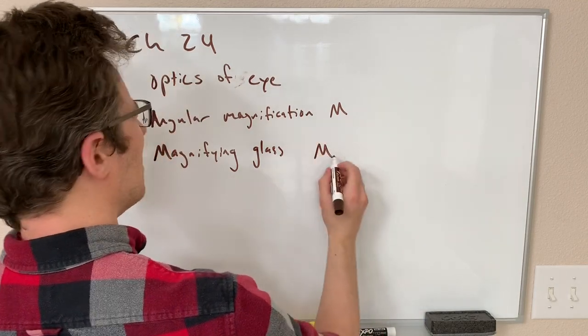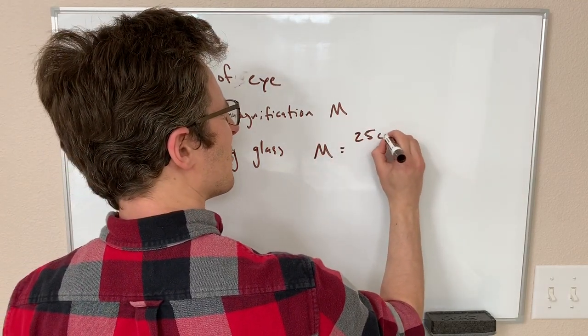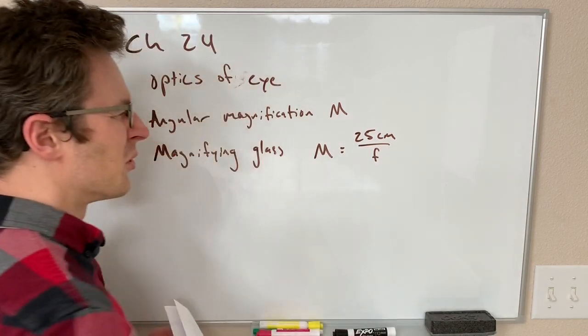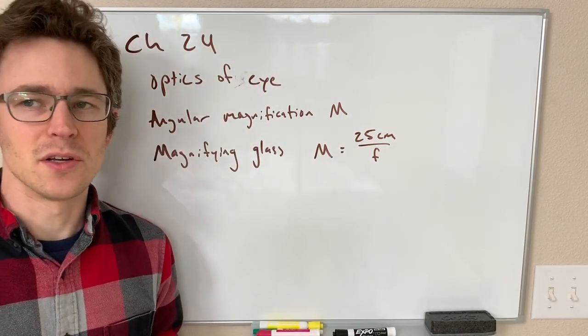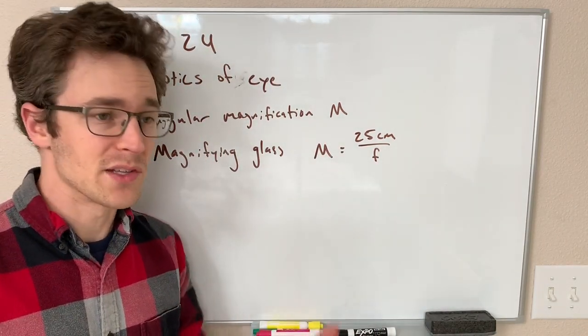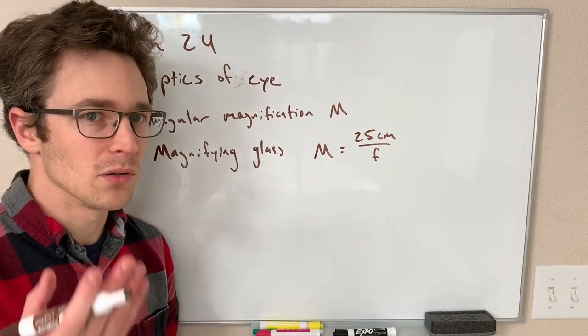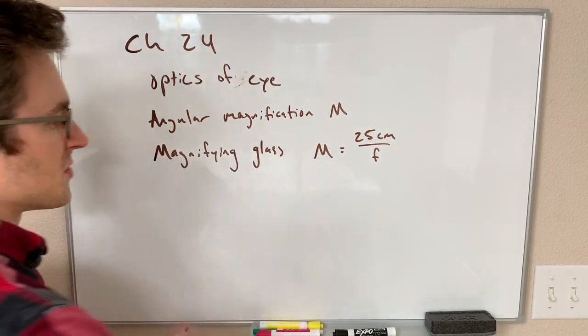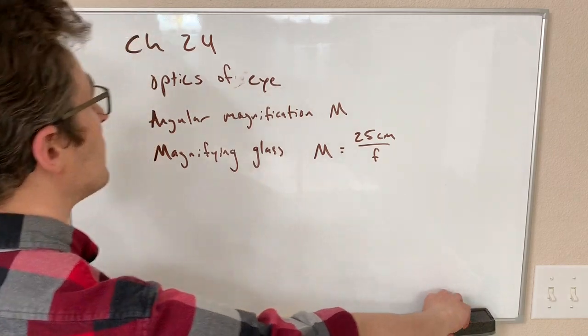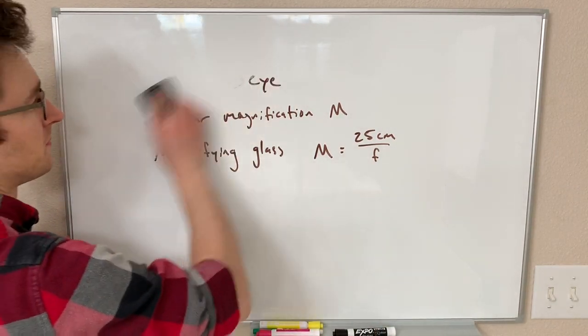That is, the angular magnification is equal to 25 centimeters over the focal length of the lens. 25 centimeters here is the near point of the eye, so that's the closest we can hold something and still focus on it. Okay, so today we are going to talk about microscopes.